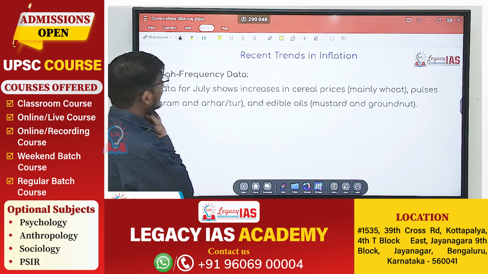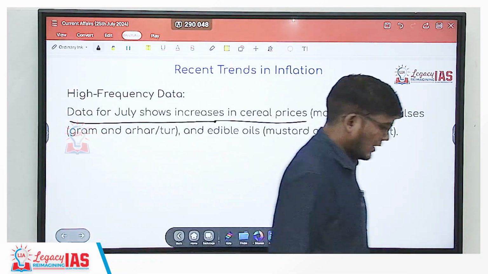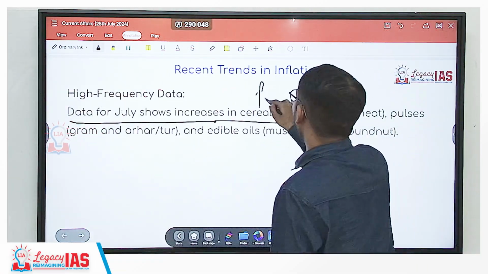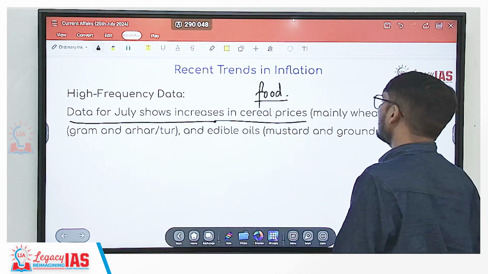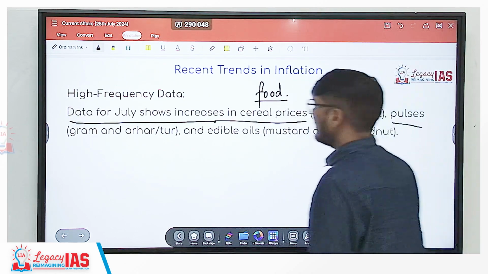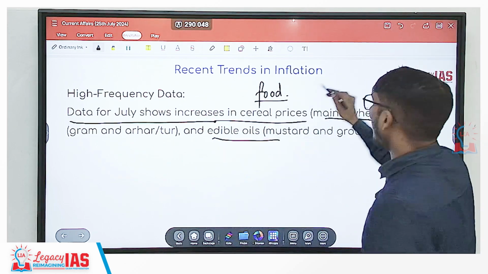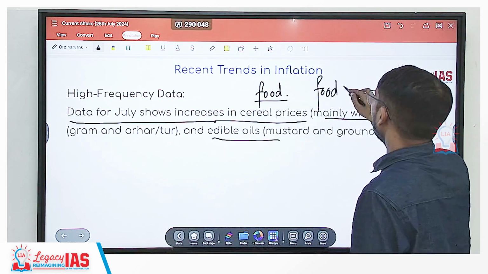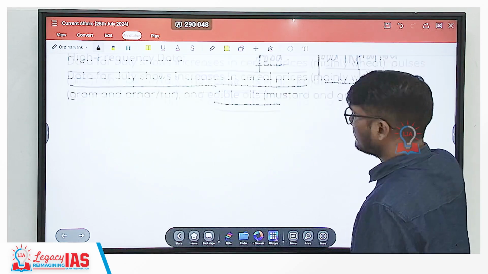High frequency data for July shows an increase in cereal prices. So again, it will be a part of food. The recent July data is showing that there is an increase in cereal prices, especially wheat, pulses and edible oil. So again, this is hinting at what? Further increase in food inflation. These are all food components, right?